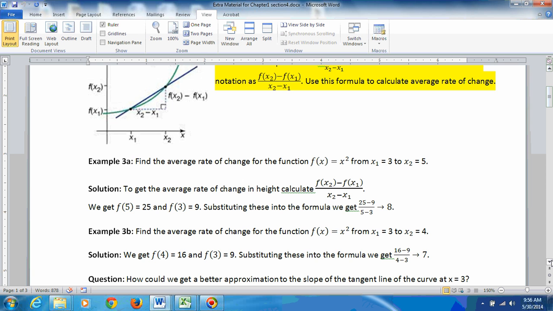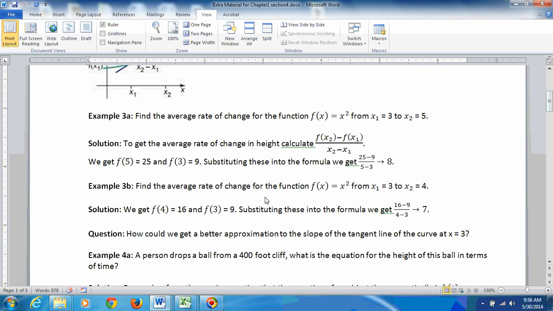Okay, let's do another one here. It says find the average rate of change for the same function going from 3 to 4 this time. Well, if you put in 4, you get 16. 4 squared is 16. Put in 3. 3 squared is 9. So it's just 16 minus 9 over 4 minus 3. And that would give you 7.